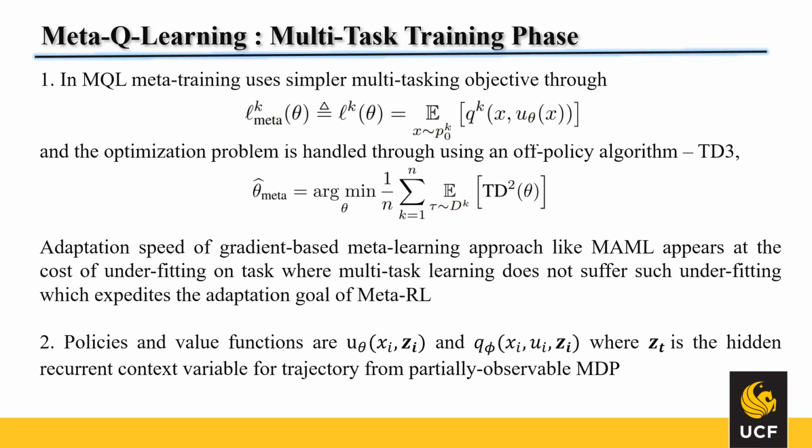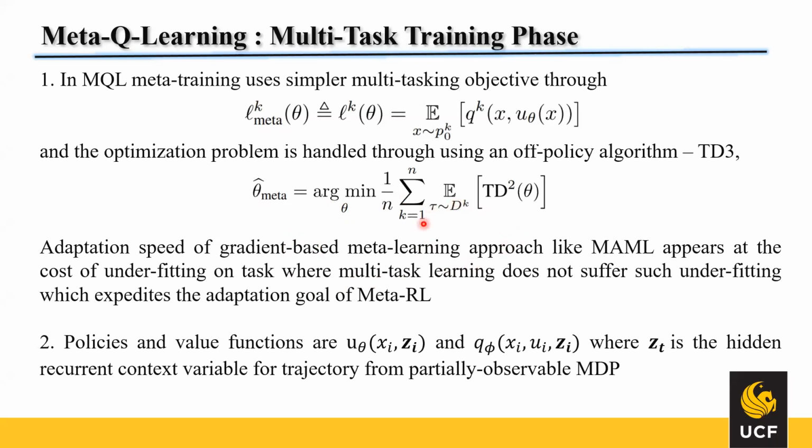If we look at the meta training loss here, that is L_k^meta(theta), we are using the Q-value function for a particular task k, where the action will be u_theta(x) and the state will be x. So what we are doing here is multitask training, and we are maximizing rewards for all the tasks inside this training phase. This optimization problem is solved by a non-meta off-policy algorithm, that is TD3.